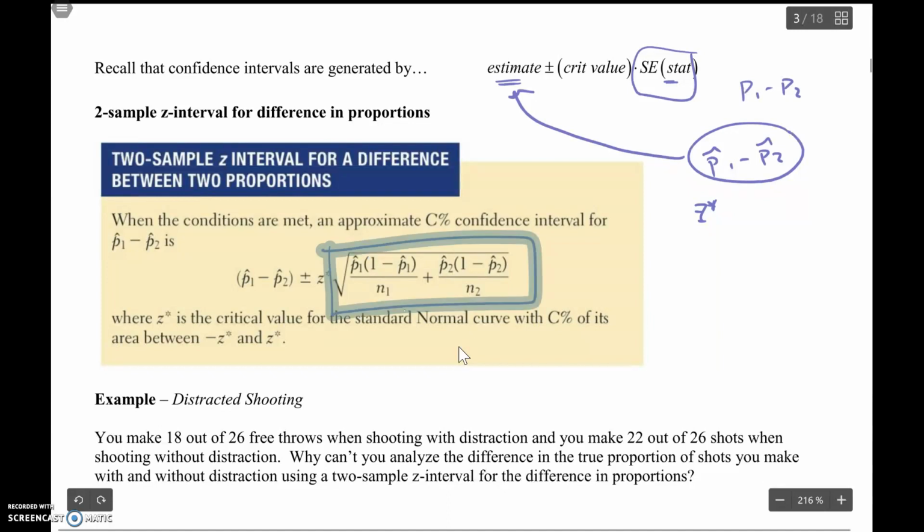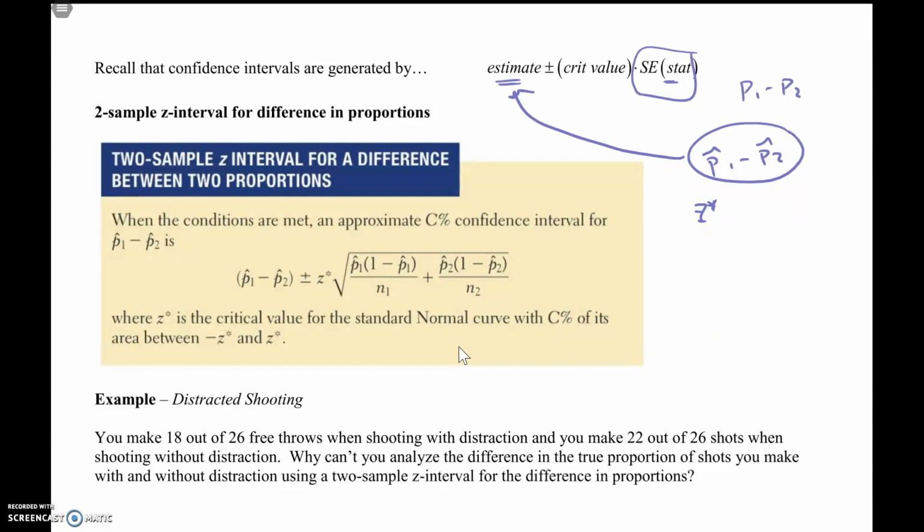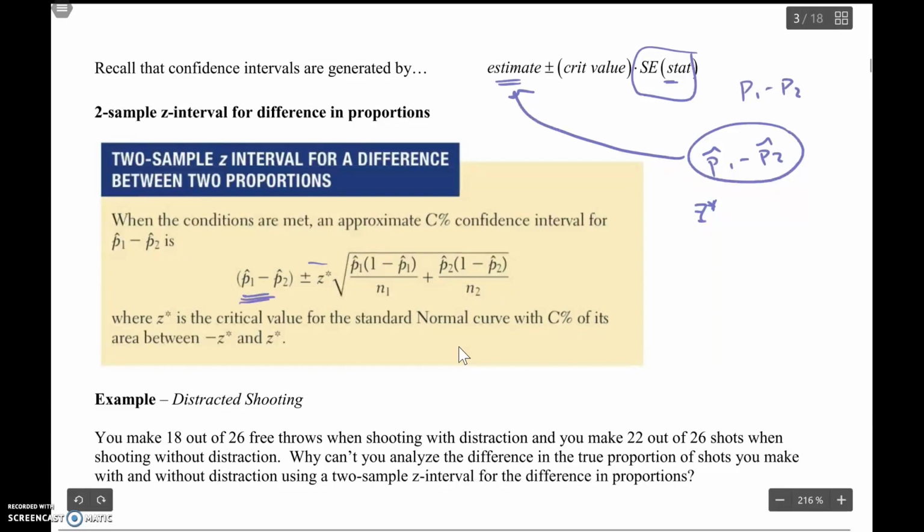Your sample, you don't have the true proportions, so you plug in the sample proportions. Okay? So estimate, critical value, standard error of that estimate. Okay? All right, that's it.